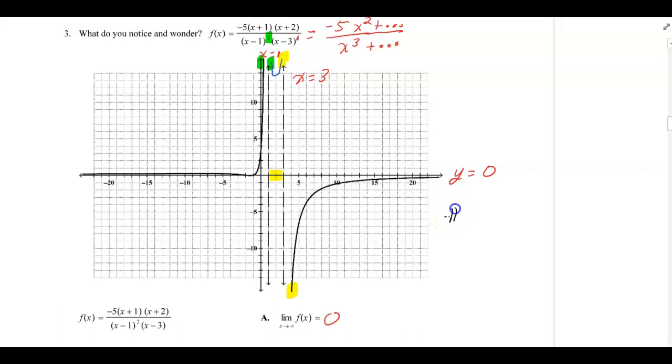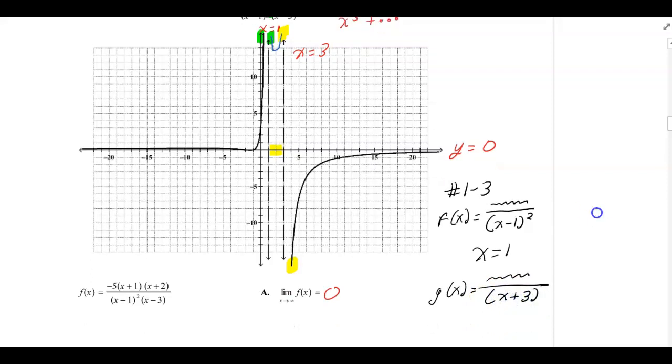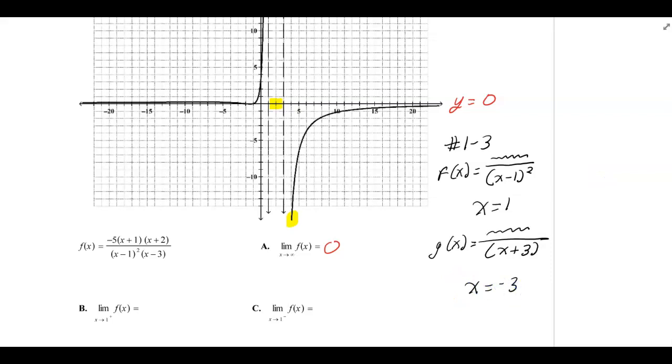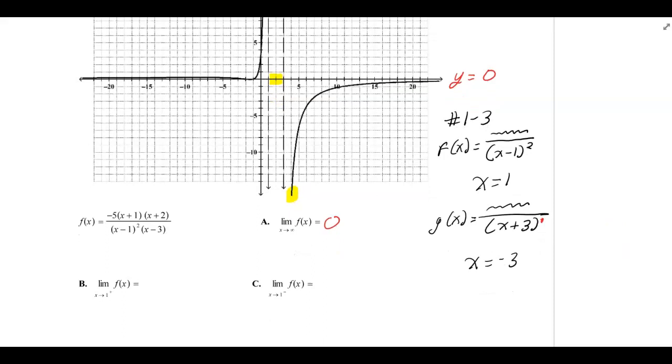So the main idea for problems numbers 1 through 3, what do you notice, what do you wonder, is this: if you have a function with some numerator, and then you have, say, x minus 1 squared, as you approach x equals 1 from both sides, they're both going to be positive infinity, or both negative infinity, meaning they're going in the same direction. In contrast, if you have g of x with some numerator and x plus 3, around the asymptote x equals -3, since the exponent is 1, on one side it's going to infinity, and on the other side it's going to -infinity. So even and odd multiplicity, this 2 and this 1, tell you something about the graph. That was the goal of problems 1, 2, and 3: what do you notice, what do you wonder.